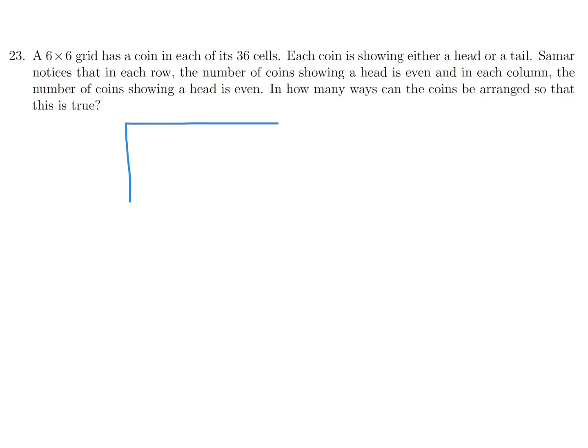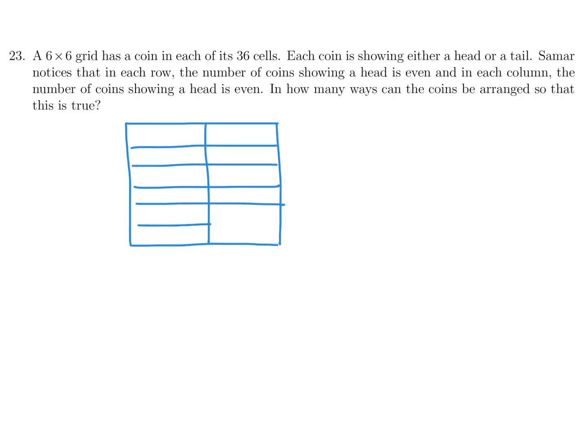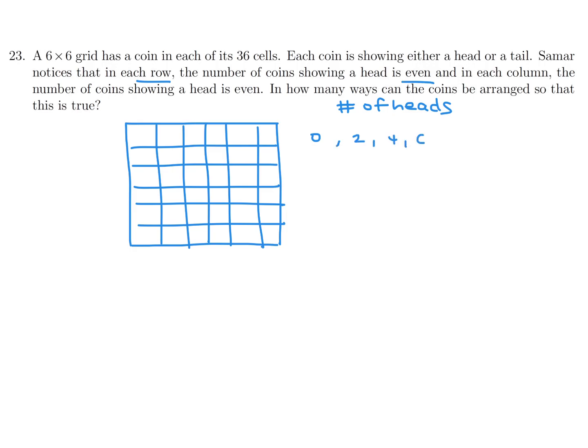So let's see, we have a 6x6. Let's draw a 6x6 here. Okay, I think that's sufficient. And the number of heads, right? In each row, the number of coins showing a head is even. So it can be either 0, 2, 4, or 6. Remember, 0 is an even number. Same thing for each row: 0, 2, 4, 6, and so on.